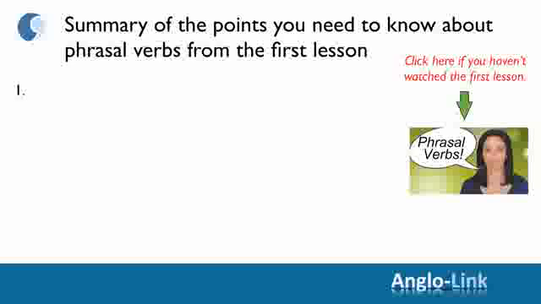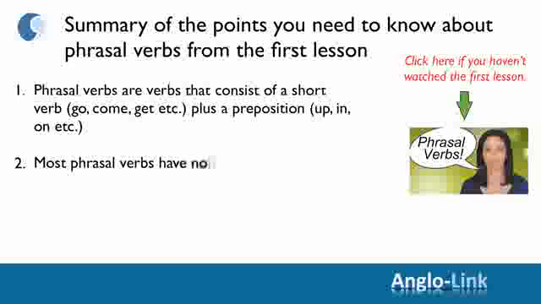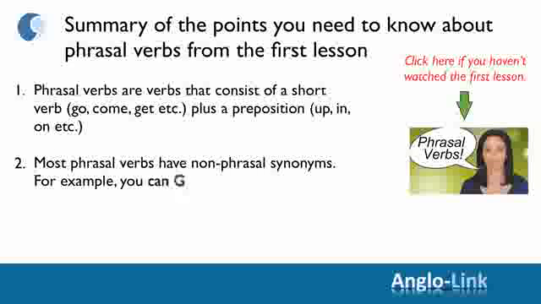Point 1. Phrasal verbs are verbs that consist of a short verb, for example, go, come, get, plus a preposition, for example, up, in, on, etc. Point 2. Most phrasal verbs have non-phrasal synonyms. For example, you can give up smoking or stop smoking.